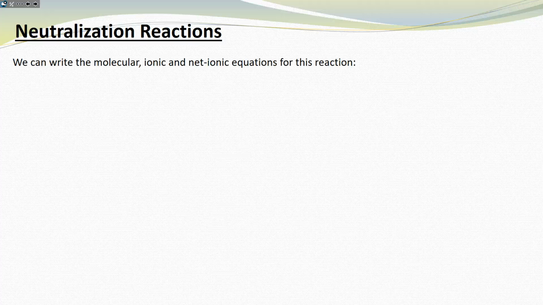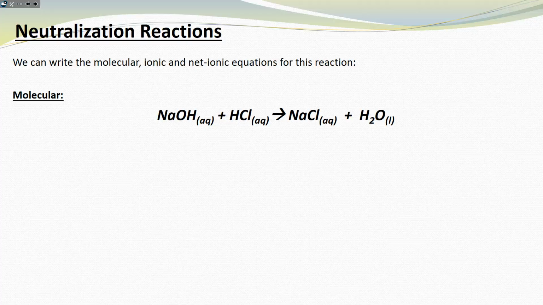And this is what it would look like. So our molecular reaction will just be your typical reaction that we would write, the double displacement neutralization reaction. NaOH and HCl makes NaCl and H2O. But our total ionic is where anything that is an aqueous ionic solution is dissociated. So that means that this, and this are all able to be dissociated.